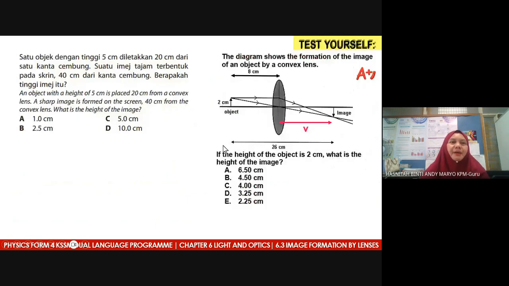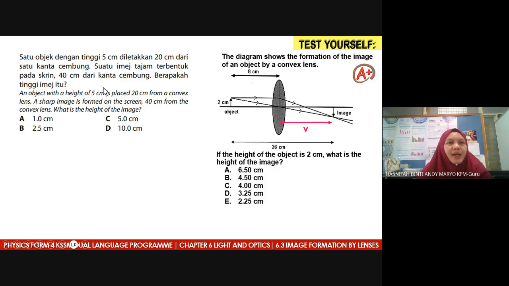For example here, I think you should jot down the formulas: first, M equals HI divided by HO; second, M equals V divided by U. So let's apply them in this question. An object with a height of 5 centimeters is placed 20 cm from a convex lens. A sharp image is formed on the screen 40 centimeters from the convex lens. What is the height of the image?